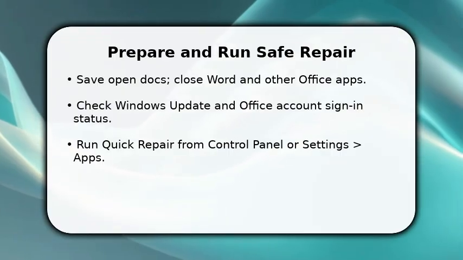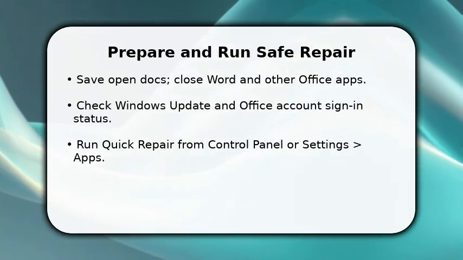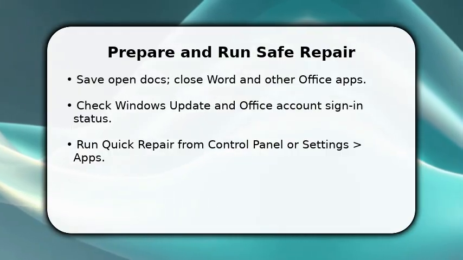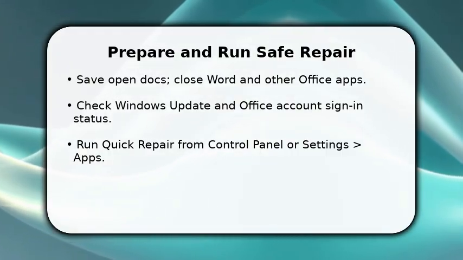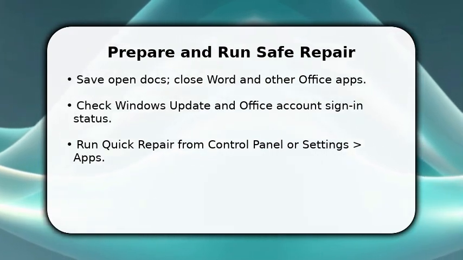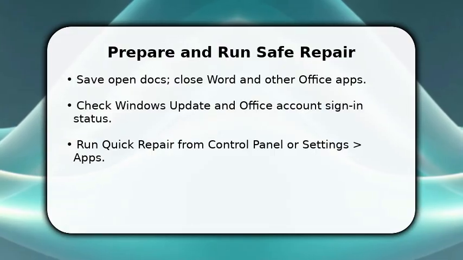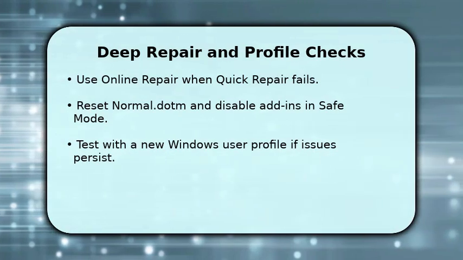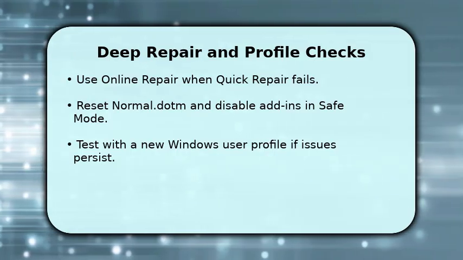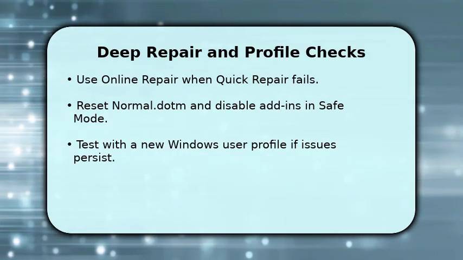It fixes common file and registry issues quickly without reinstalling. If Quick Repair finishes but problems persist, move on to Online Repair. These steps address most corruption and configuration errors while keeping your custom templates intact. If Quick Repair didn't resolve the problem, use Online Repair. It reinstalls Office core files and replaces corrupted components.